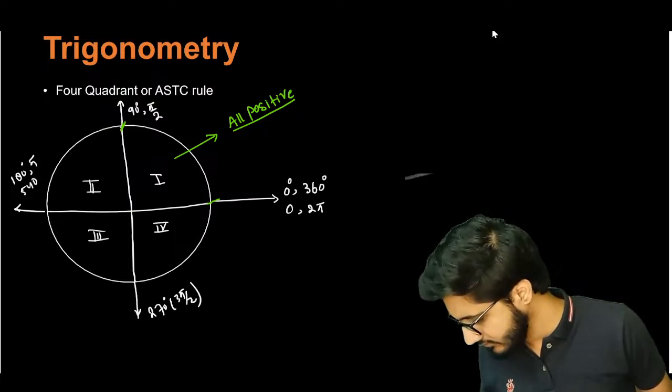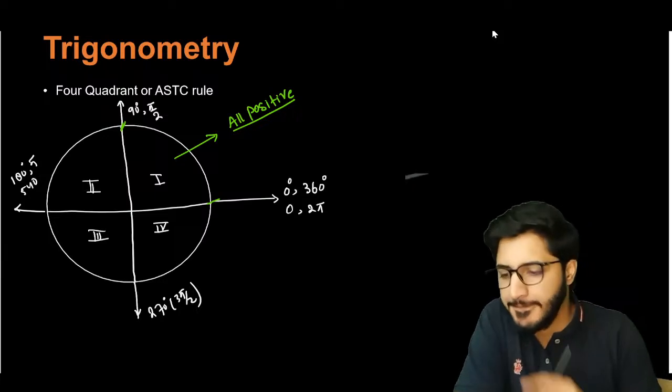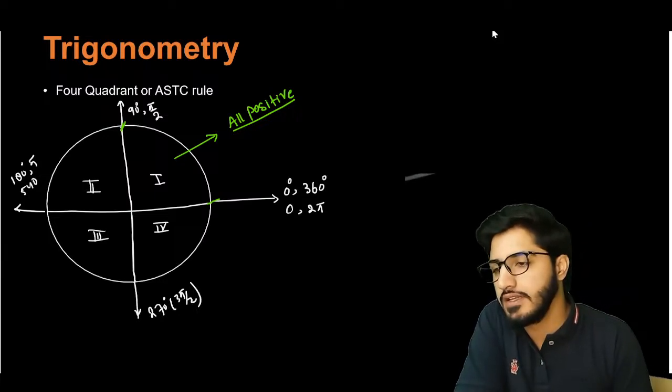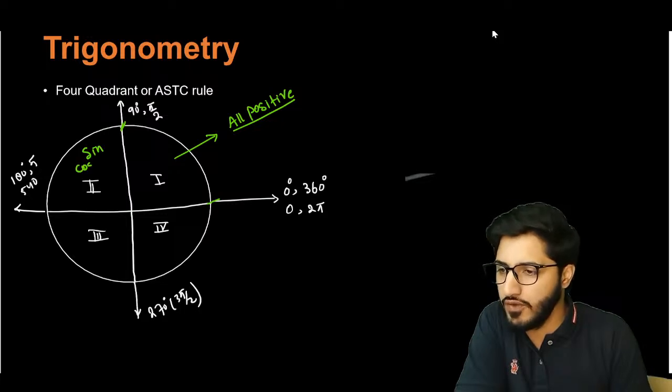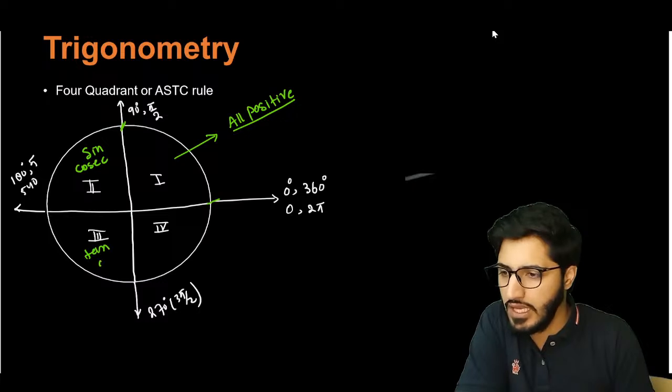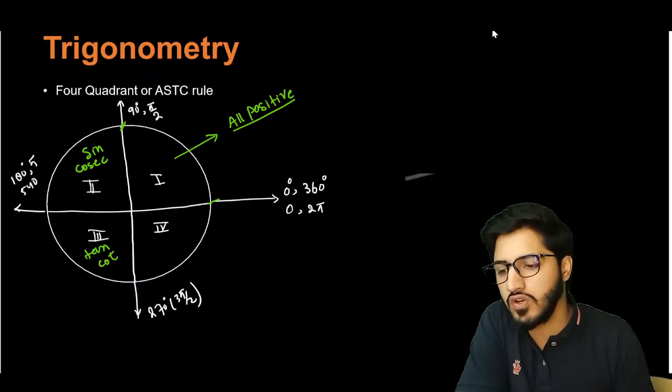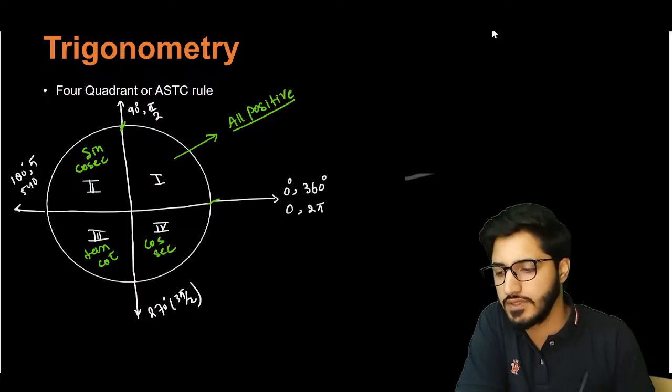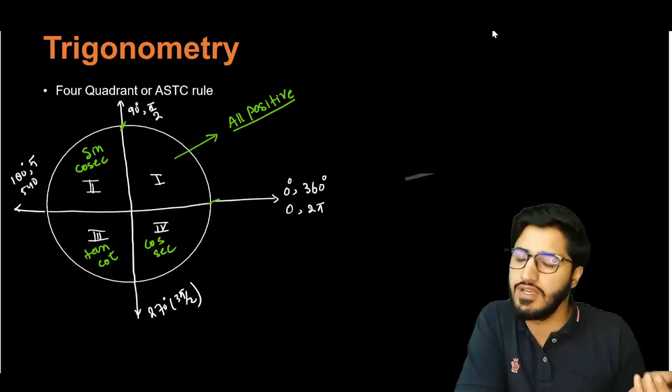Okay, now look, in the second quadrant we are having only sine and cosec positive. In the third quadrant we are having tan and cot only positive. In the fourth quadrant we are having cos and sec only positive. Clear?